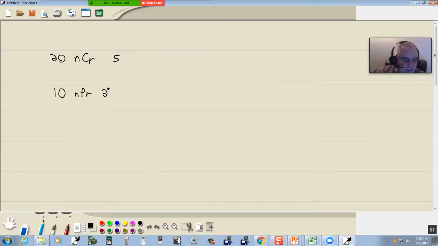Now the hard part on this is when you talk about combinations and permutations to think whether order matters or not. If you got a permutation, this is where order matters. And if you got a combination, this is where order does not matter.